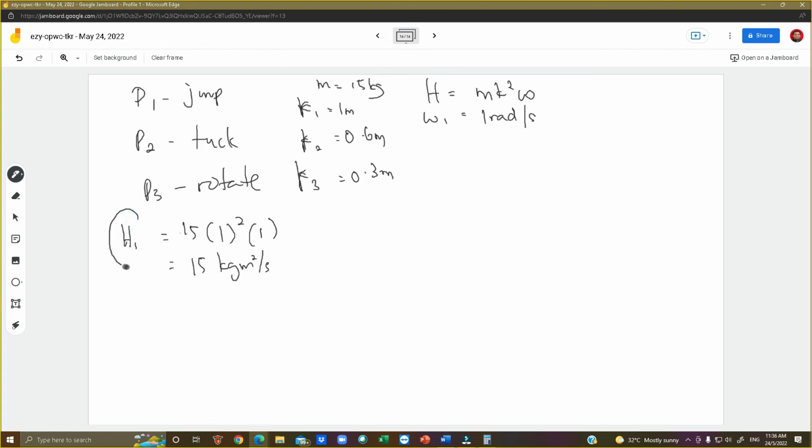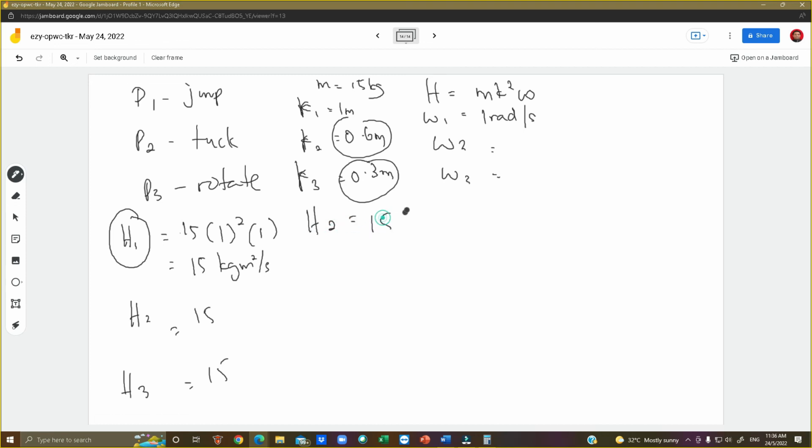when you know one momentum, the other momentum, H2 and H3 also will be 15. Tapi kita punya ni berubah. Nampak? So, bila benda ni berubah, automatically omega 2 and omega 3 is also going to change. Now, let's try to find out. Okay, kita ambil H2. H2 equals to 15 times 0.6 square omega. Try to find the omega.